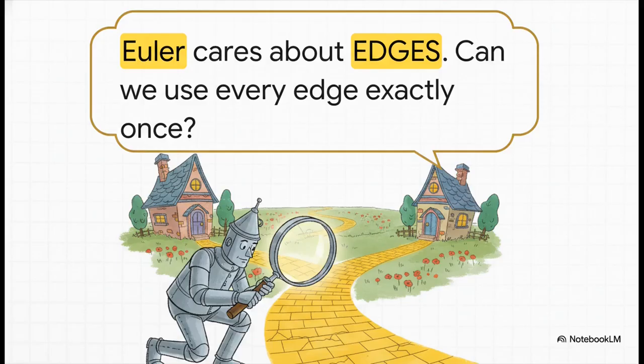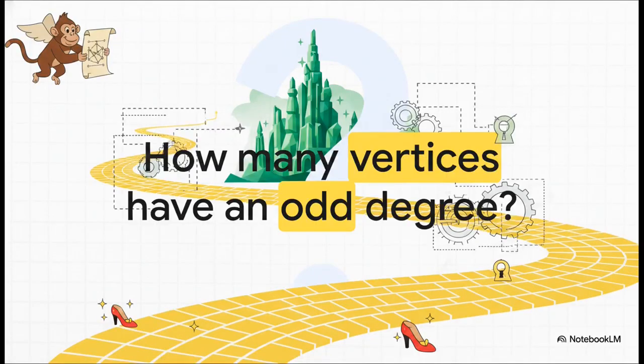Now, you can pass through the same town, the same vertex, as many times as you want. Euler doesn't care about the towns. Euler only cares about inspecting every single road. But, wait, how do we know if a map will actually let us walk every road exactly once without getting stuck? Do we just have to guess and draw lines until we're totally frustrated? Not at all. We've got a secret key.